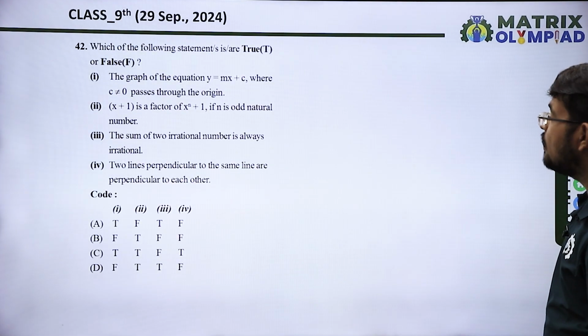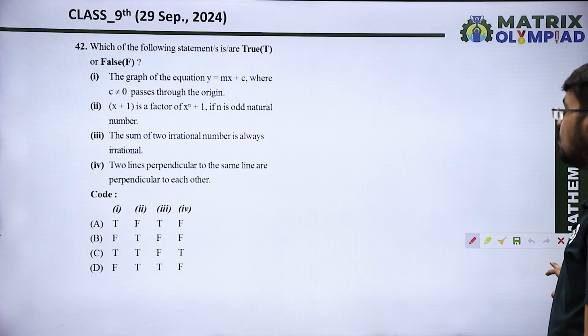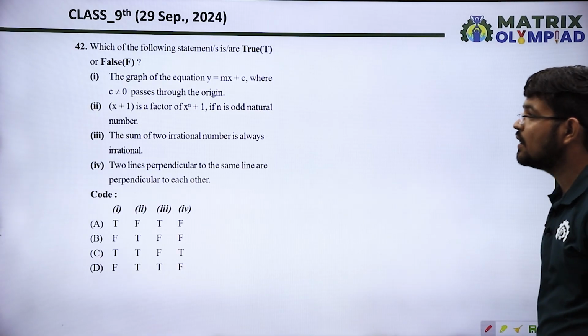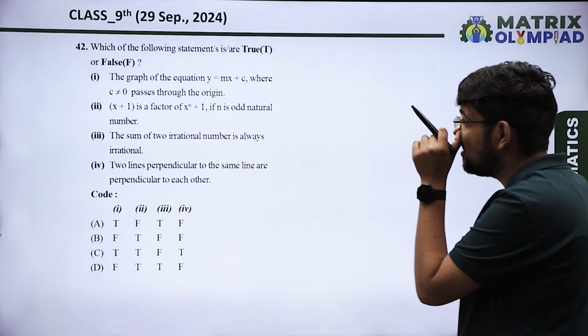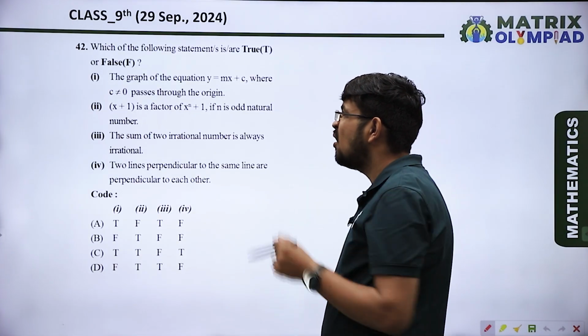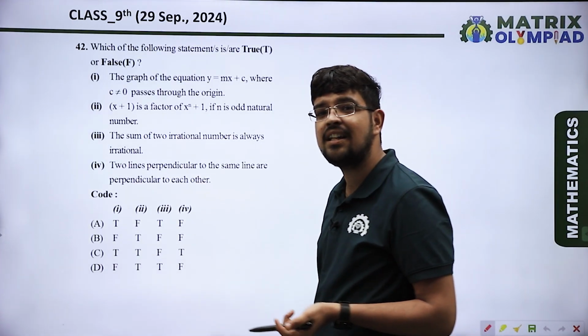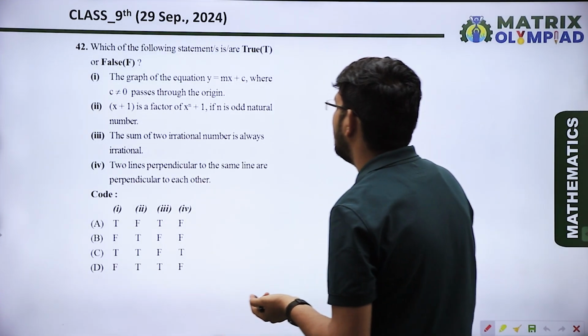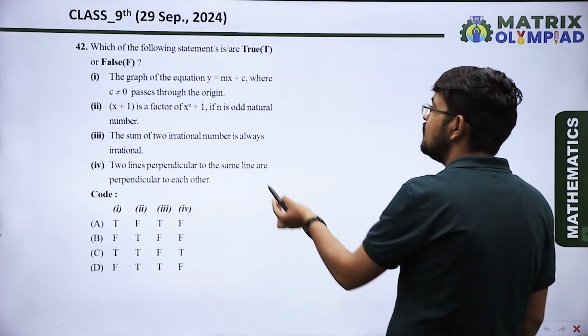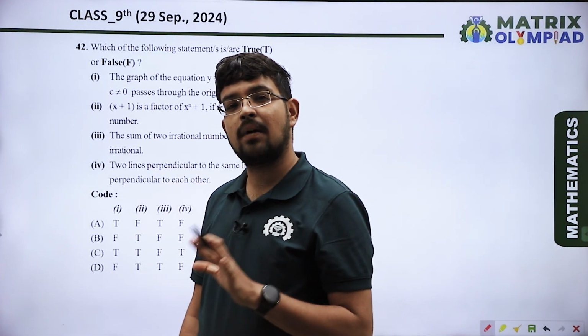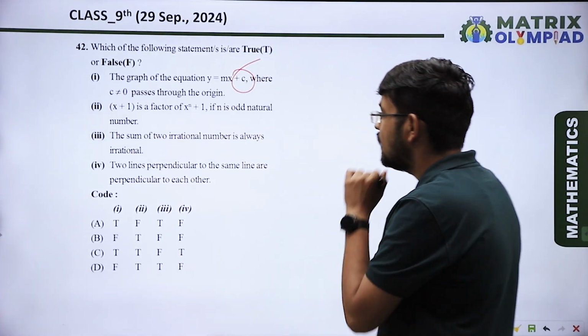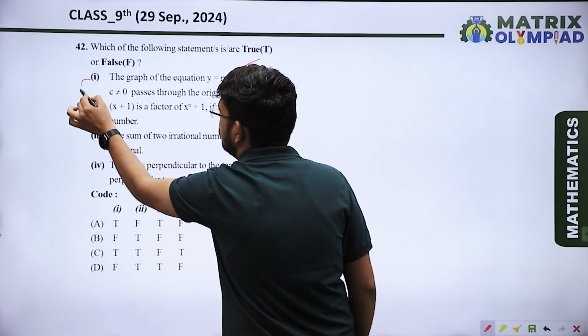Next, question number 42. Which of the following statements is true or false? First, the graph of the equation y equals mx plus c, where c is not equal to 0, passes through the origin. No, it is not necessary that it will pass through the origin. It will pass through the origin if and only if c is 0, otherwise not. So the first one is false.